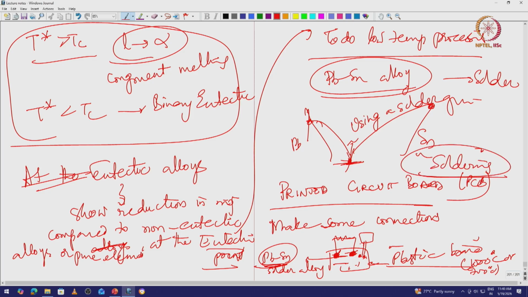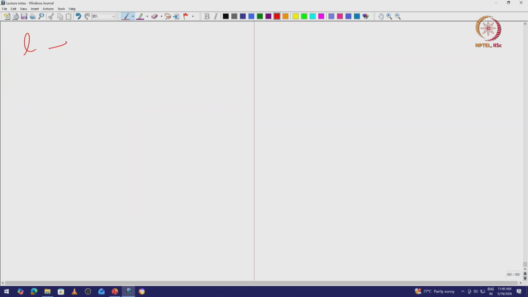The reason why soldering works is because that lead tin alloy has a eutectic point. So, the liquid then goes directly to a lead rich phase plus a tin rich phase. So, once it melts, and once the liquid solidifies, it completely solidifies.